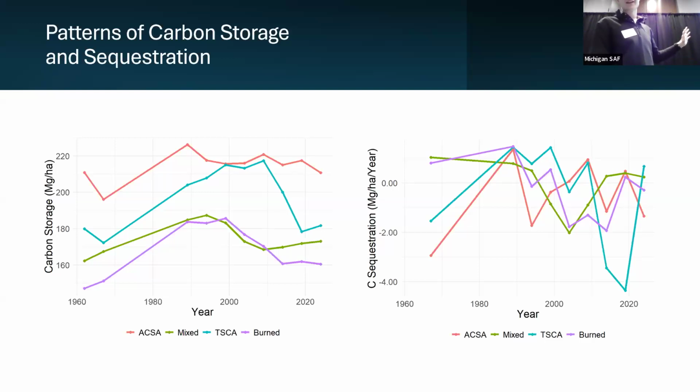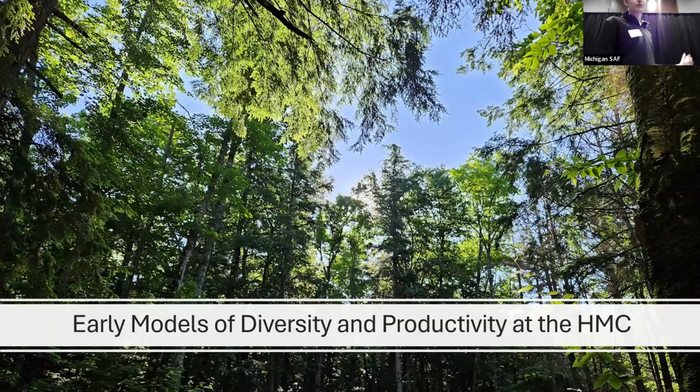Sequestration is kind of a mess there, but that's just the difference between the sampling periods. It's hard to pick out any patterns specifically from that, but we did check. So, early models: we can take this functional diversity data over time and our carbon storage data over time and produce a model. We also attempted a carbon sequestration model, but it did not turn out well. Essentially, we were not able to model that. We were able to model carbon storage.